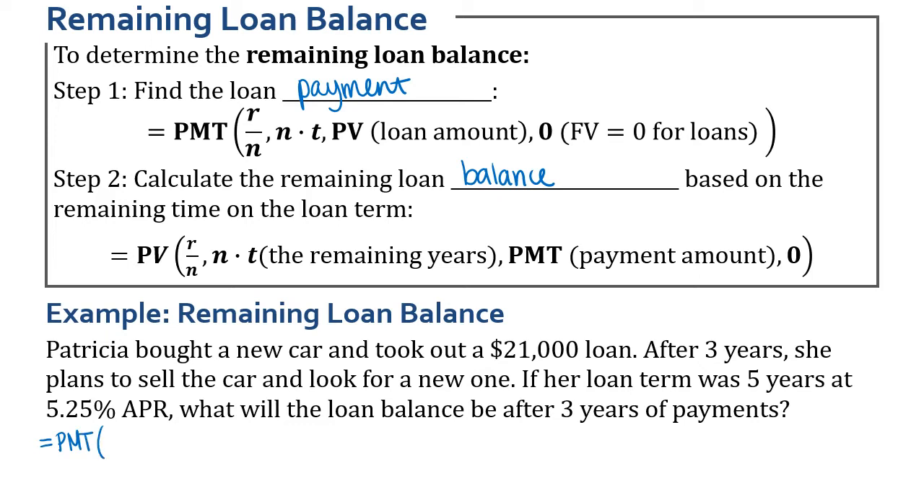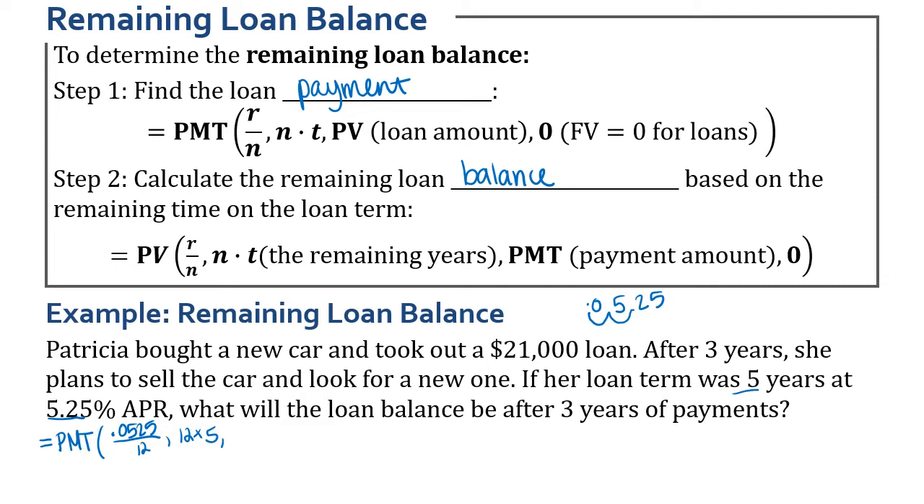Our interest rate is 5.25%, writing that as a decimal, moving the decimal over to the left, gives 0.0525 divided by N, which we'll be using as 12 because she'll be doing monthly payments. And then comma N, so 12 times the number of years. In this case, her loan term was 5 years when they created this payment, so we use 5 years for this.